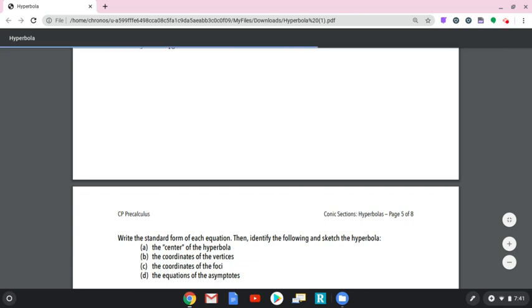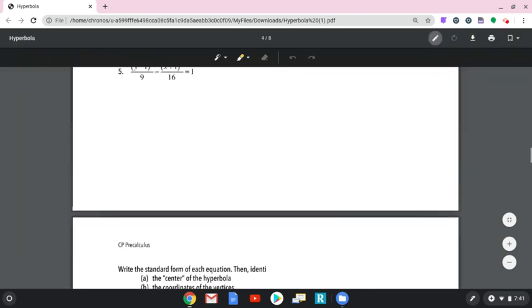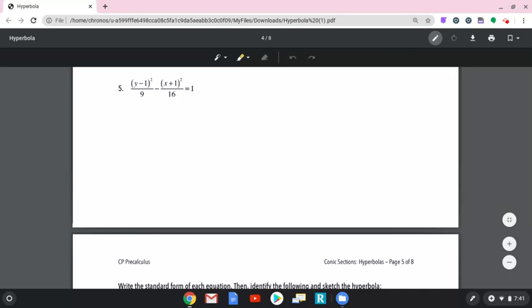Good morning, CP Pre-Calc. What we are doing today is we're going to continue working with hyperbolas. So let's look at example 5. Now you had to go up to example 4 for homework last night, and below is the key to that homework. So just make sure you check it later to make sure that you understand what we had to do.